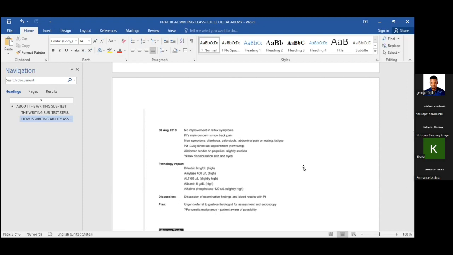So there are some connectors in OET writing that are outdated. So for example, you cannot start a sentence in OET with also. Now, for example, I could have easily said today, Mr. So and so reported back pain, diarrhea, and pills too, and I put full stop. And I say also, comma, he complained. Please avoid using also. So avoid using also.